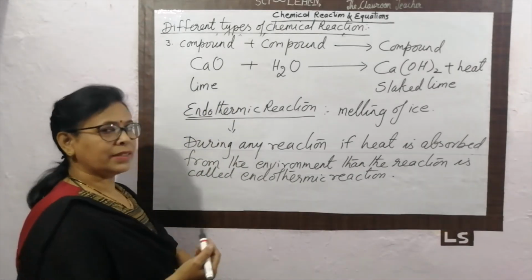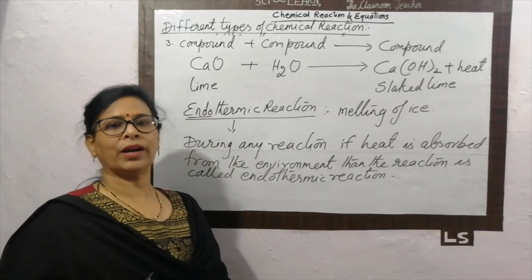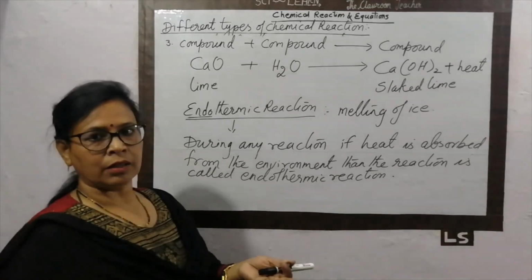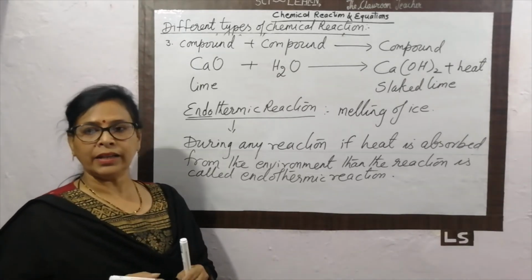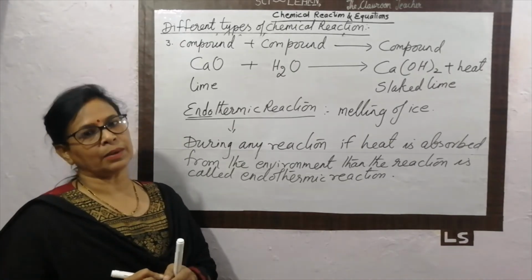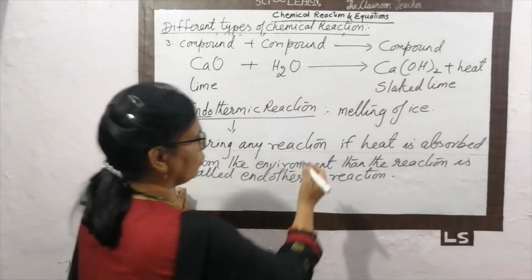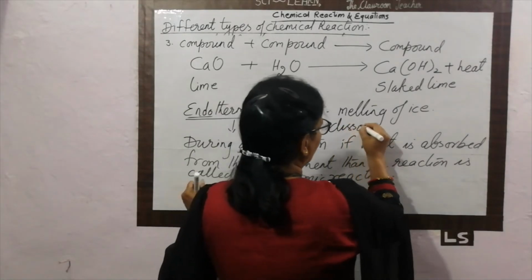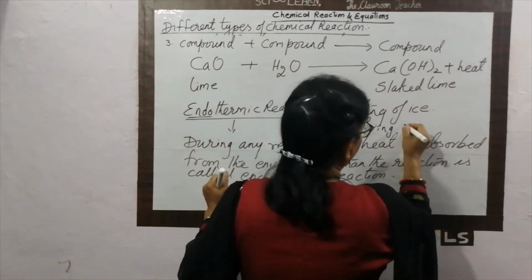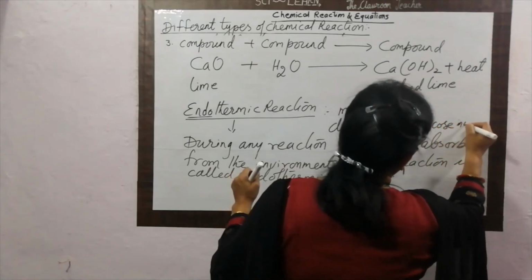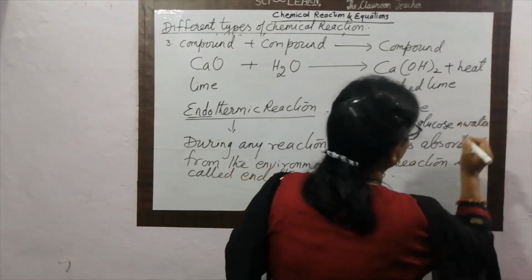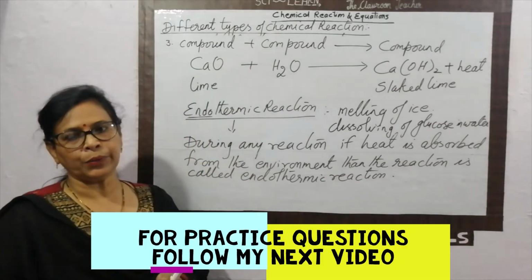A few more examples are there. For example, when ammonium chloride combines with water, ammonium hydroxide is formed, and in this process also, heat is absorbed. Also the dissolving of glucose in water. So lots of reactions are there which show the endothermic process.